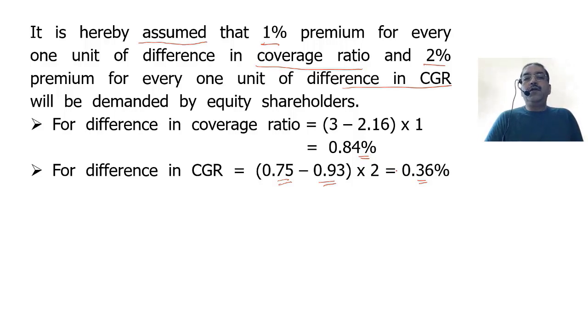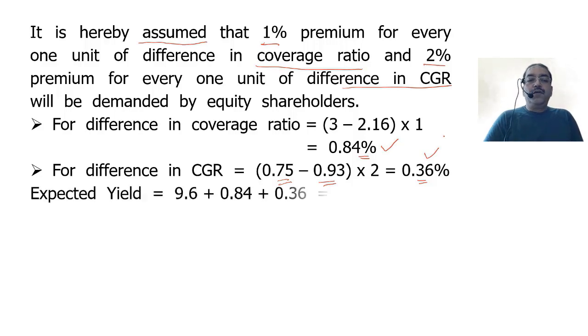So what will be the expected yield then? Expected yield is 9.6 plus 0.84 plus 0.36. That is 10.8%.